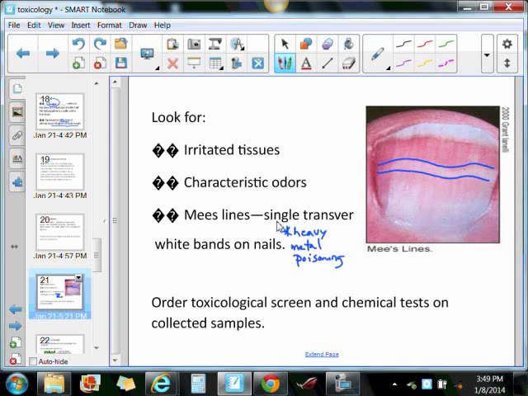So somebody last year freaked out. I was like, I have a line in my fingernail. I'm gonna die. I'm like, you're fine. It's okay. So you would look for these characteristic odors, visual inspection, look for these lines, and also run the test to see what kind of information you can get back.